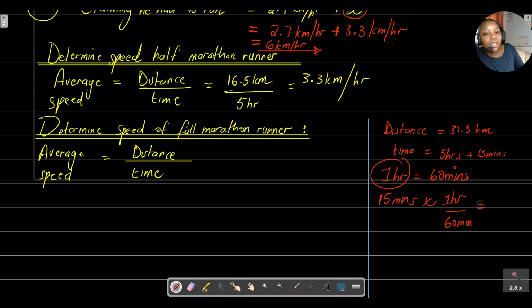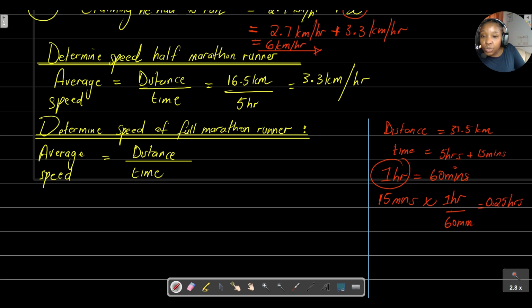Other students can see that you can immediately divide by 60 minutes. Remember, don't tell me, guys, that I'm using the long way. I'm using the long way around for a particular reason, because I'm trying to cater to all learners that are watching my video tutorials. If you take 15 minutes divided by 60, you see that that's great, but some learners don't see that. So 15 multiplied by 1 over 60, what do you get? It's 0.25 hours.